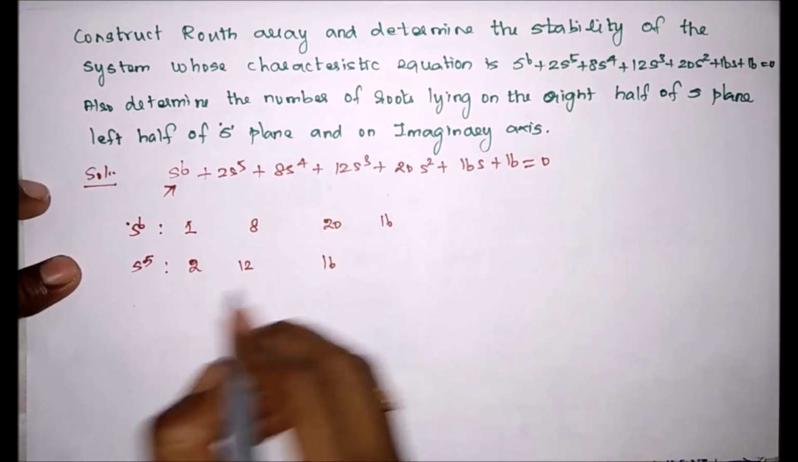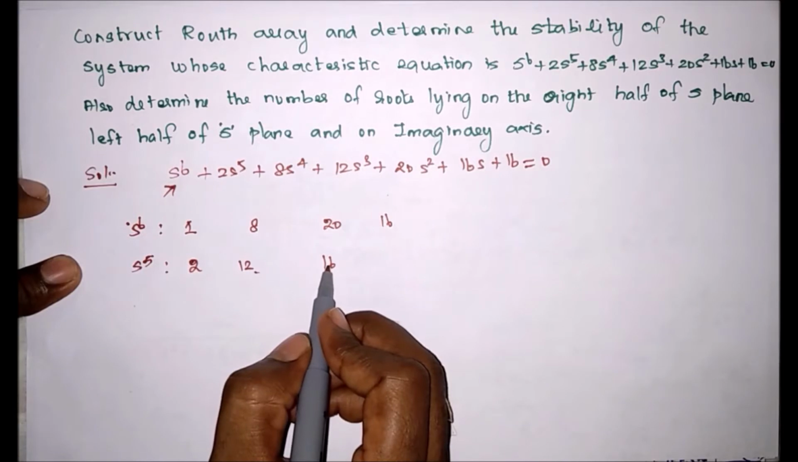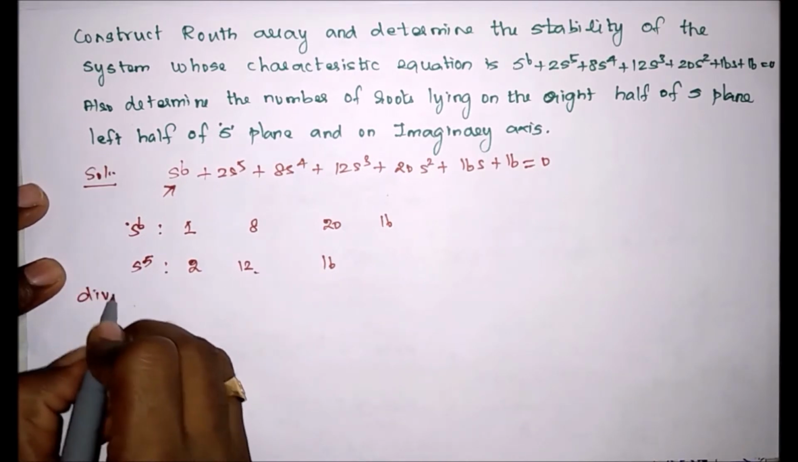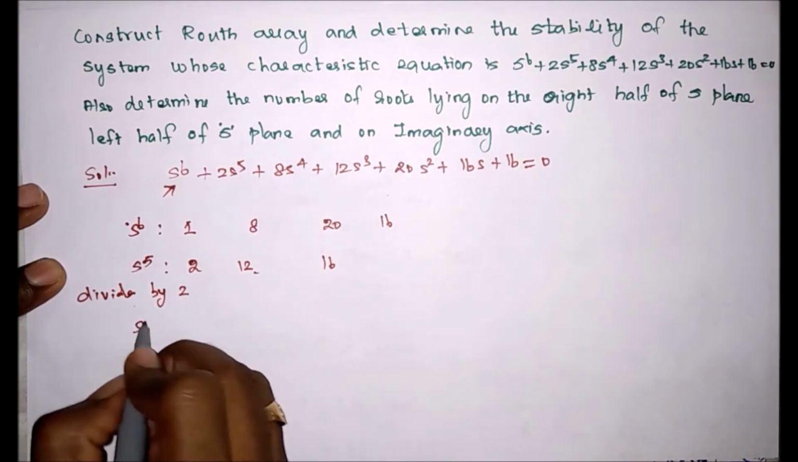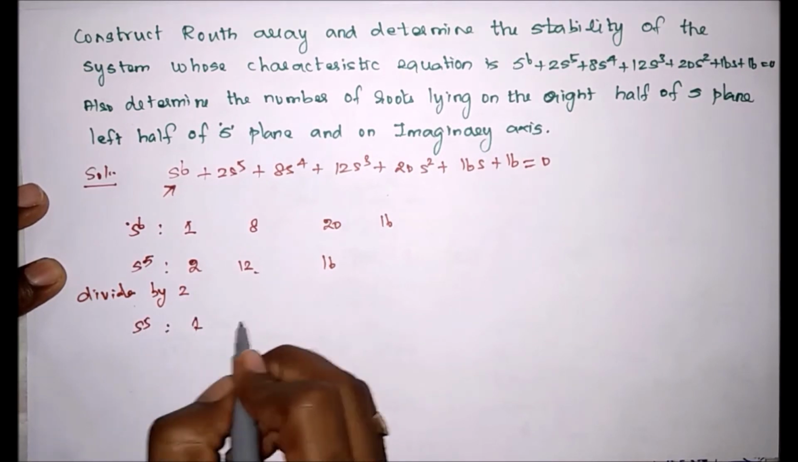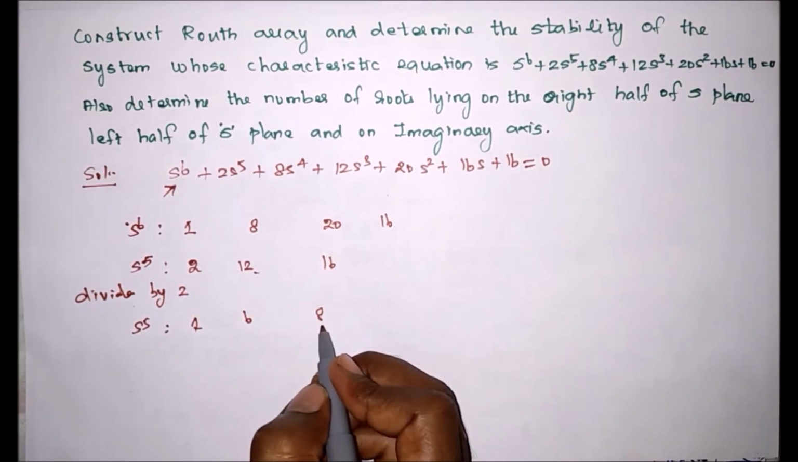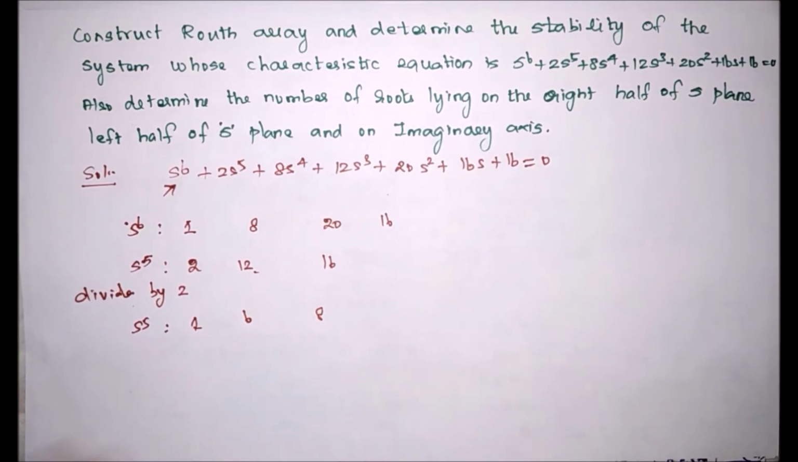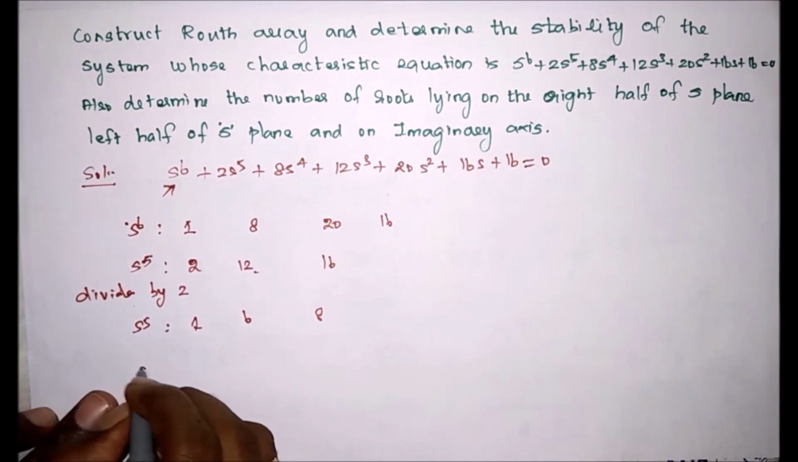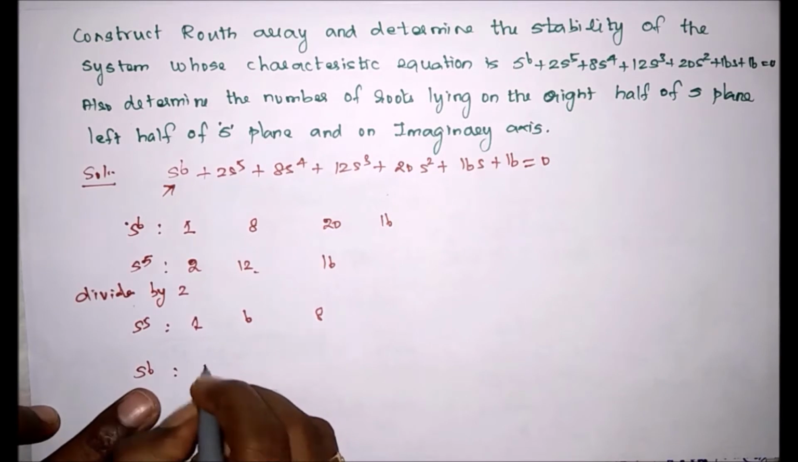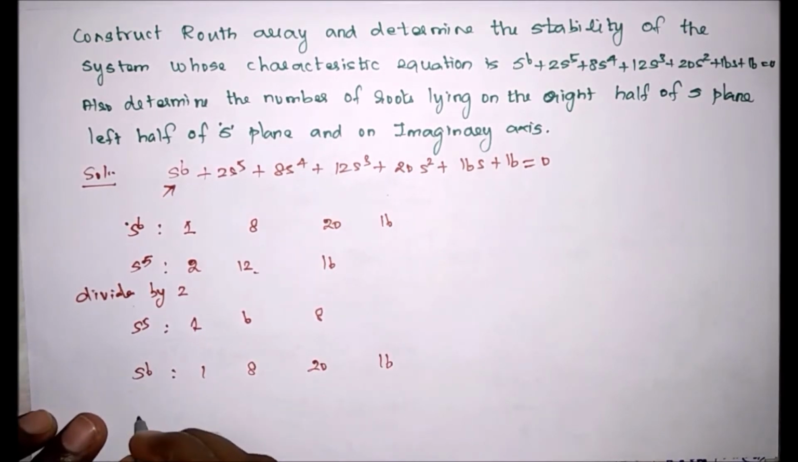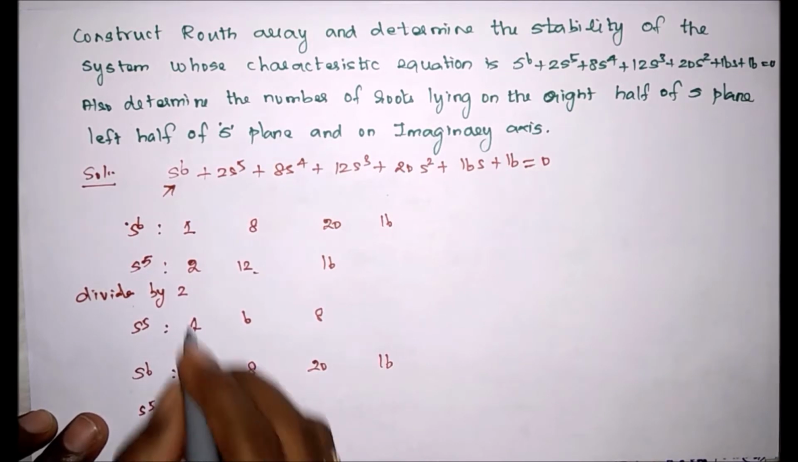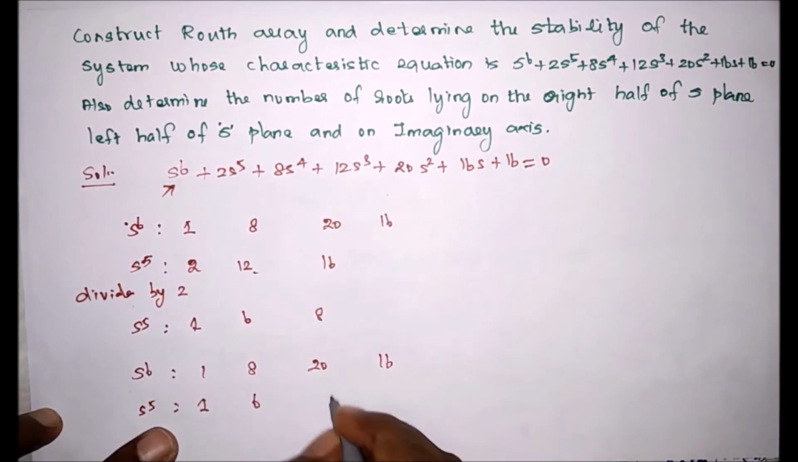So now what we have to do? It is 2, 12, 16. Therefore, we can divide all the terms by 2. So we will get s^5 row as 1, 6, 8, and the array looks like this. Once again we can write s^6 row as 1, 8, 20, 16. Now the s^5 row is the new term 1, 6, 8.